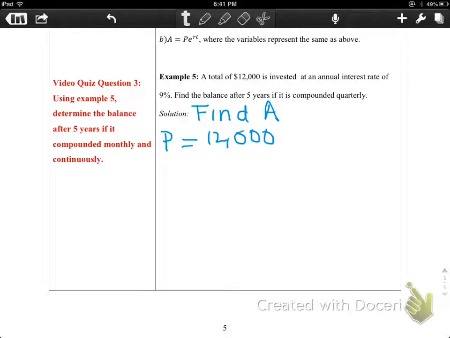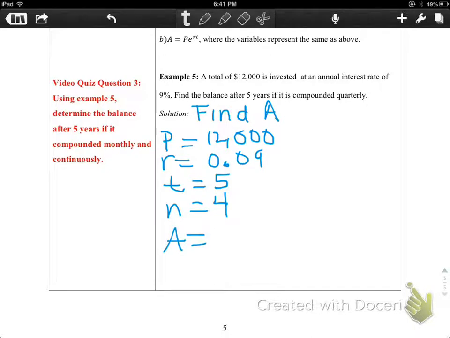And we're given that it's invested at an annual rate of 9%. So that's, remember, 9% as a decimal is 0.09. And time is 5 years because we want to know after 5 years. And we just need n because we're using the first formula. And n in this case, since it's compounded quarterly, there are 4 quarters in a year. So n is going to be 4. Quarterly represents 4. Okay, so we just plug in our values.